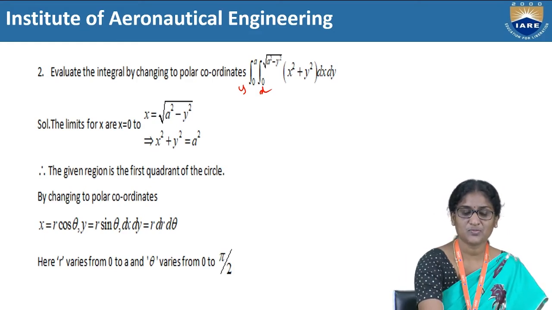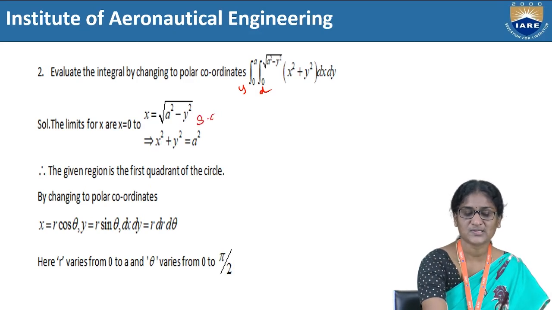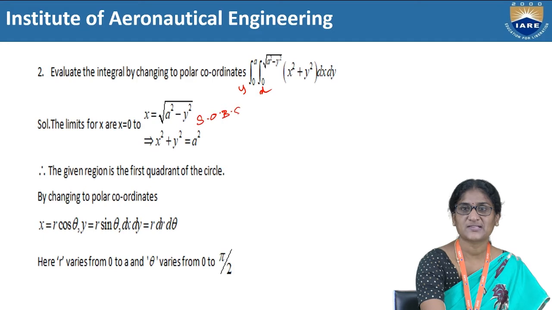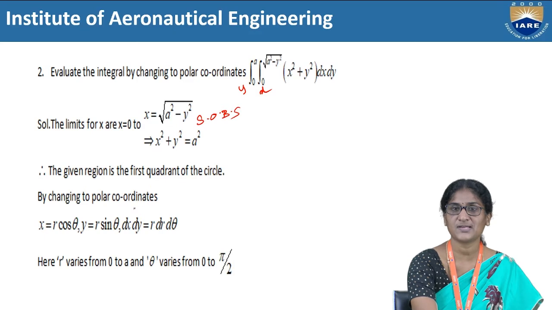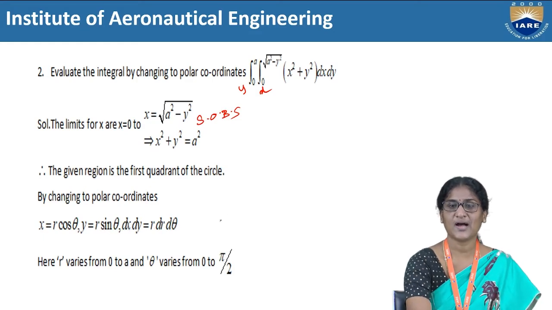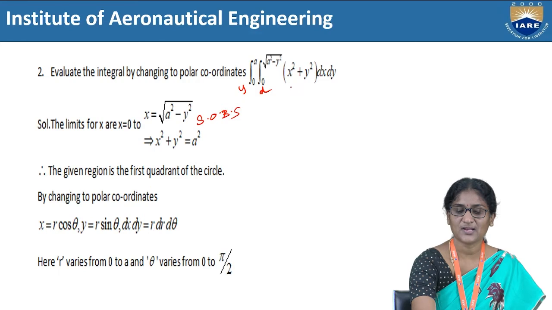So here, squaring on both sides, we are going to get x square plus y square is equal to a square. The given region is in the first quadrant of the circle. By changing to polar coordinates, x is equal to r cos theta and y is equal to r sin theta, and dx dy is equal to r dr d theta. So wherever you have these values, you can write this as r square, and this is nothing but dr into d theta.